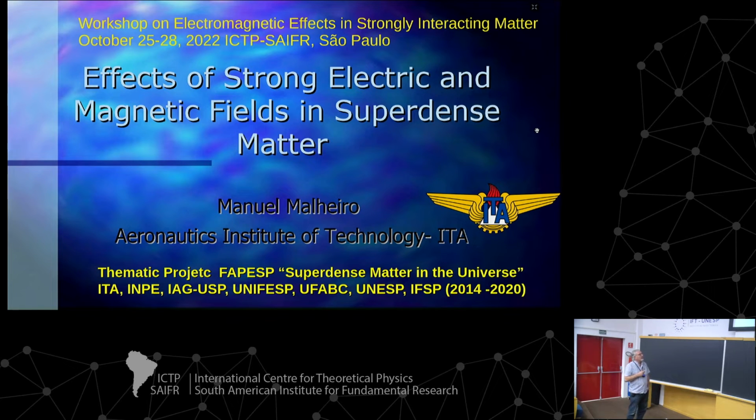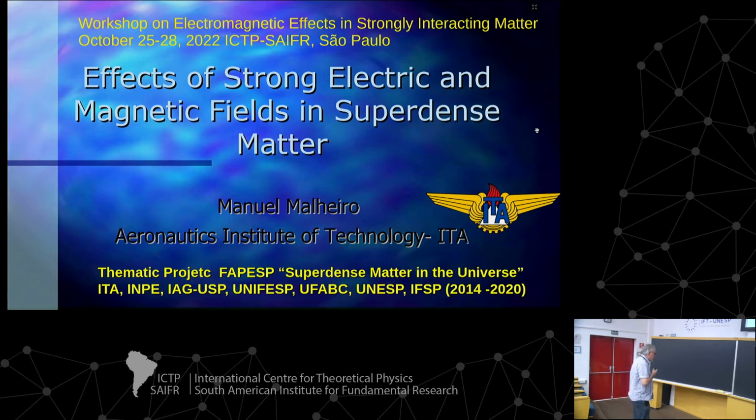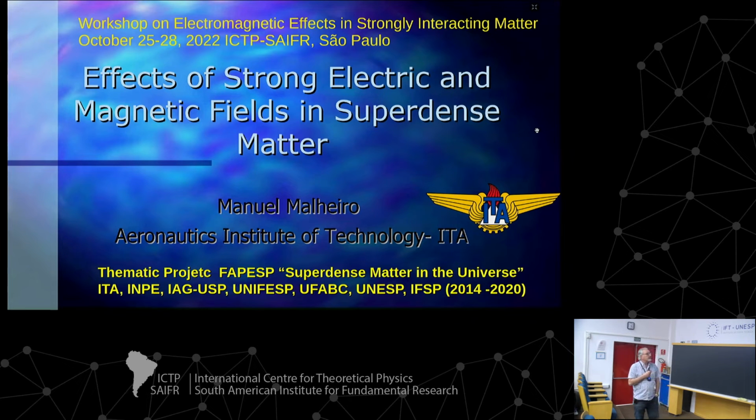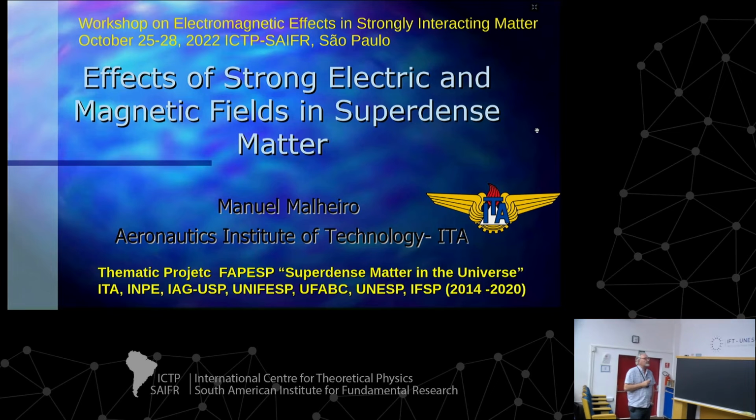But I would like to say that this research, of the effect of strong electric and magnetic fields in superdense matter, or in some sense in the interior of compact stars, is really a very active field, okay? And of course, maybe a little bit speculative if you think about the conditions we have in those stars, but everything now is really changing fast, okay?